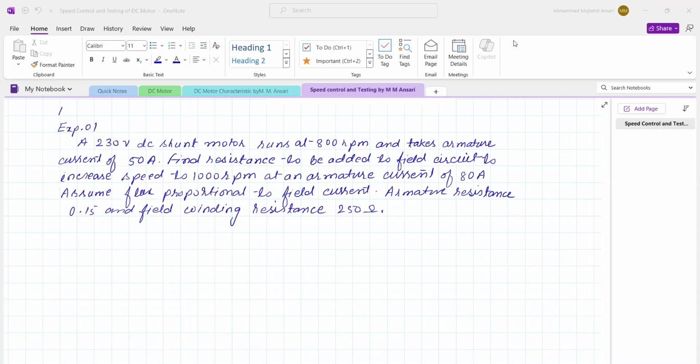Now, welcome to the electrical machine lecture. Now we will continue with the previous topic, that is the speed control of DC motor.